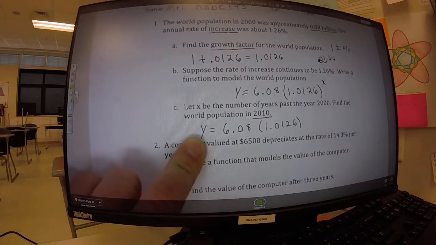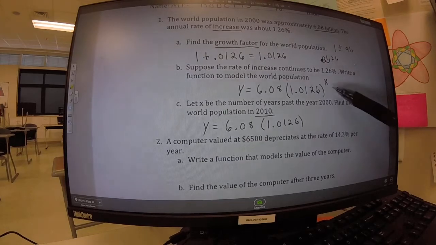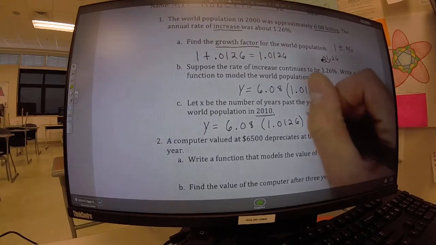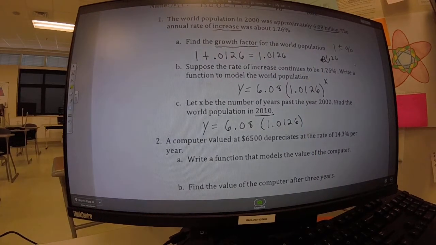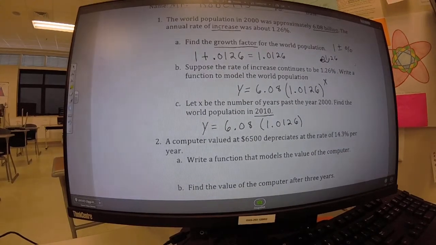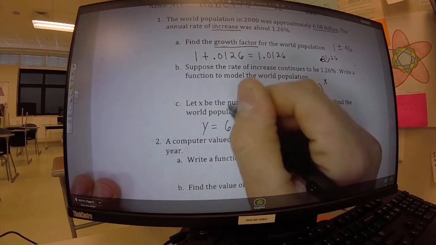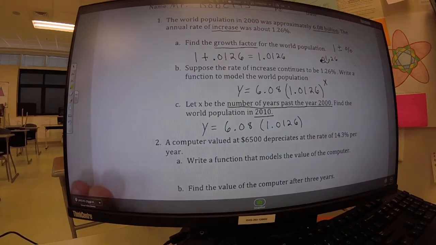All right? Now what we need to decide is how do we go from part B to part C? We have the 6.08, we have the growth rate, the growth factor. Now we need to figure out what number should we put in here for x. Now be careful, it's not 2010, so don't go ahead and start writing 2010 up there. I've seen a lot of people do that lately. Okay? Look at what the problem really wants to know. Let x be the number of years past the year 2000.